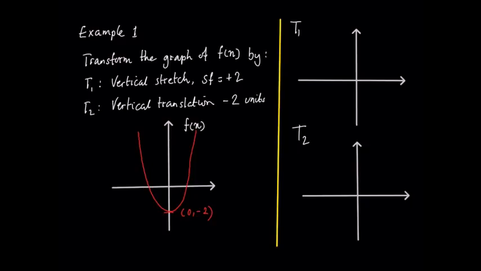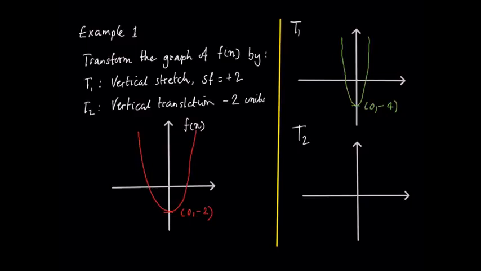First of all then, we note that the intercept on the y-axis in f of x is (0, -2). When we apply the vertical stretch with a scale factor of +2, this will be moved to (0, -4). And when we sketch on the graph, we should indicate that the graph is bent upwards much more strongly than it was in the original function.